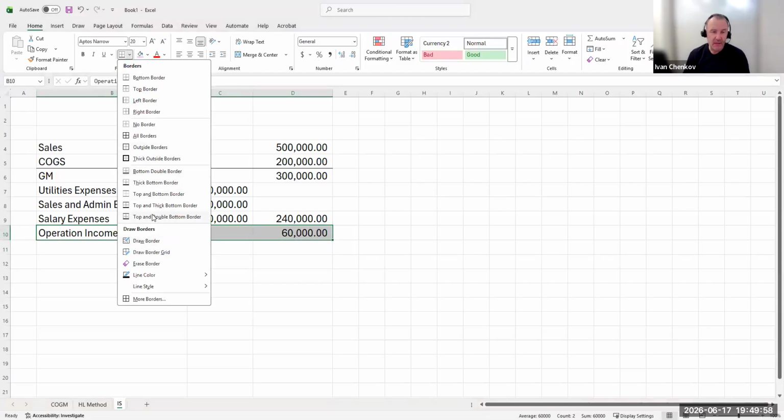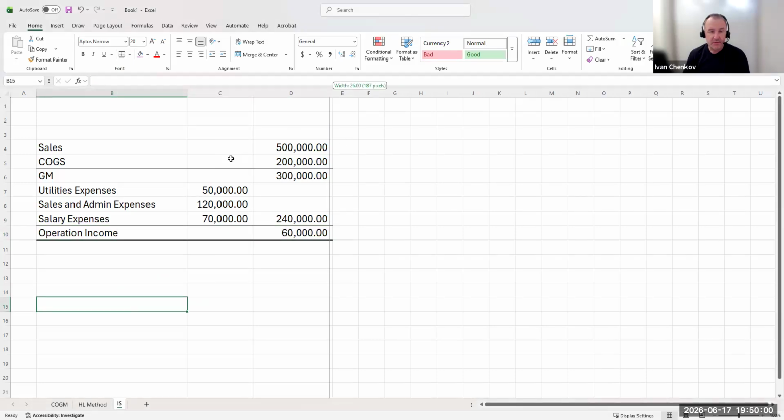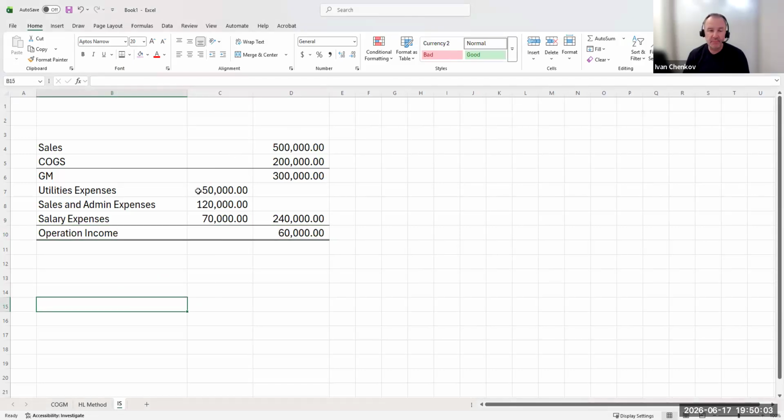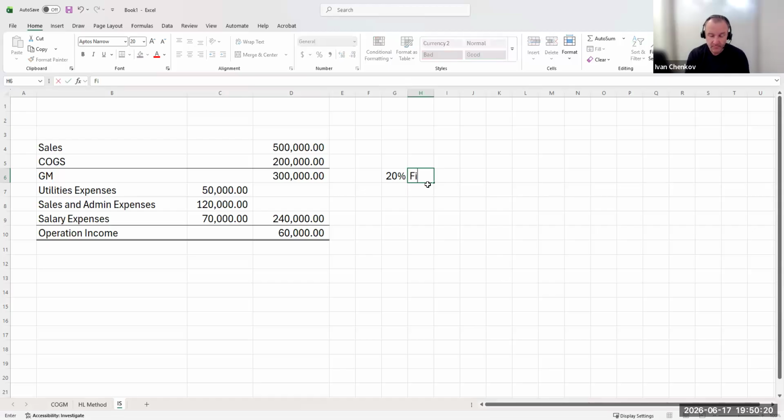Now the question is going to ask you, this is your traditional income statement. Please prepare a contribution format income statement, knowing that in utilities, you have a fixed cost and you have a variable cost. So 20% of the utilities are fixed, and the rest is variable on the utilities.